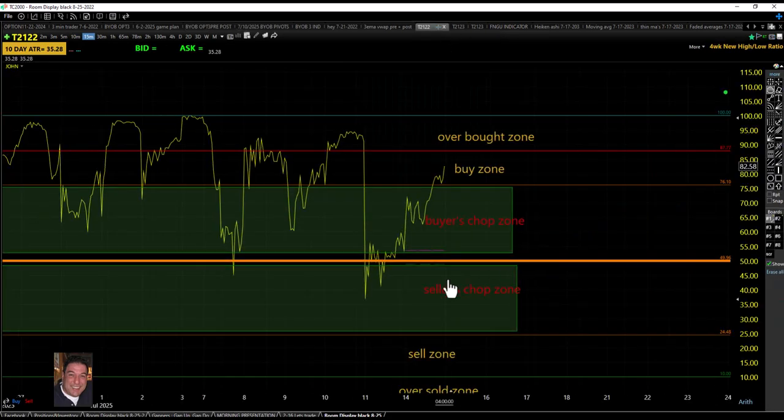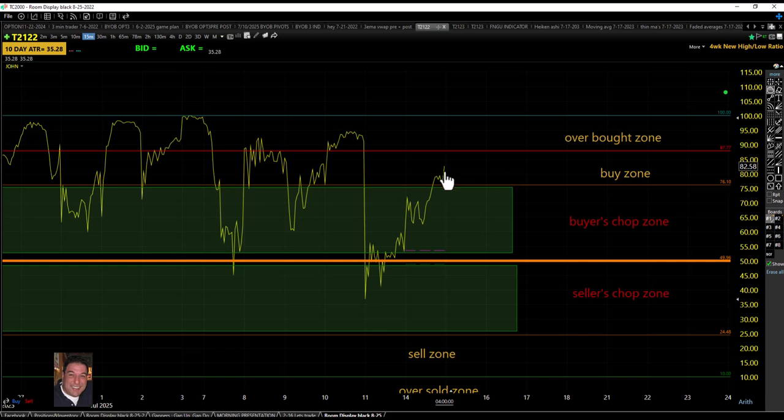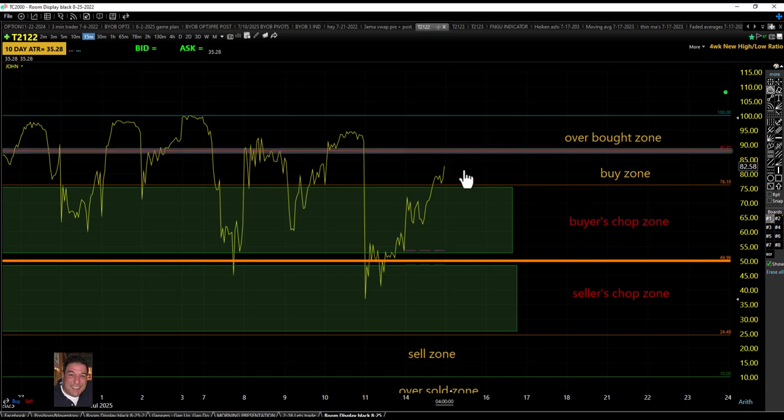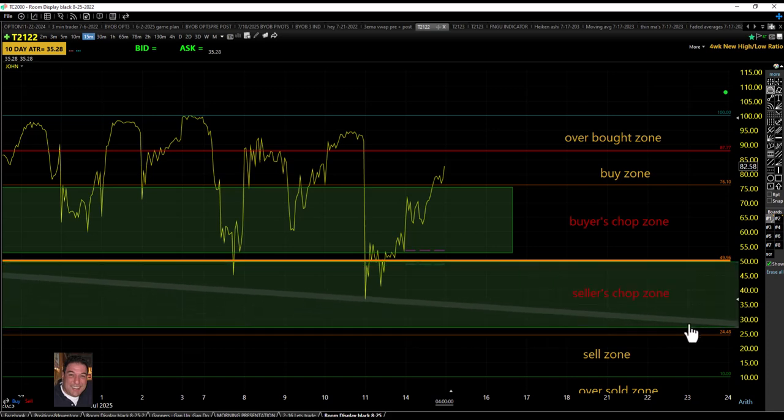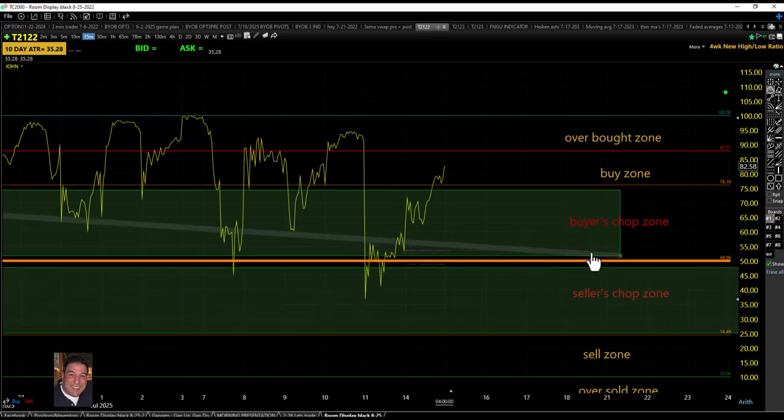T2122. Remember, Friday we did nothing but wander around back and forth in the sellers and buyers chop zones. That's all we did. It's a 15-minute chart of T2122. Now we find ourselves in the buy zone at the end of the day. That's bullish. Higher low, higher high, higher low, higher high. Got another higher low. I'd like to see another higher high tomorrow morning, and it's looking good. Looking for a blast off sometime in the pre-market tomorrow.